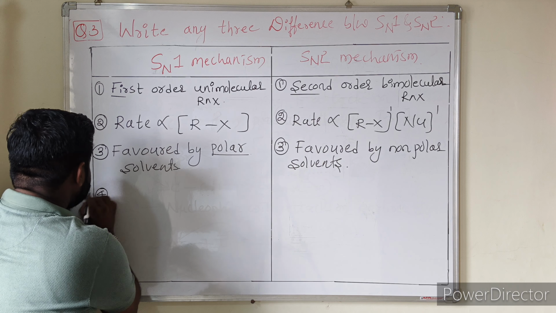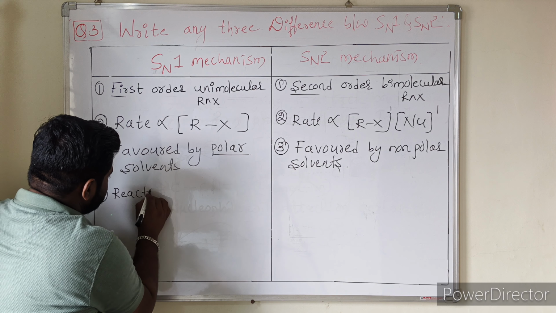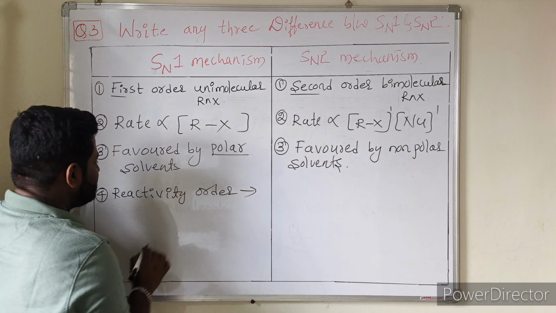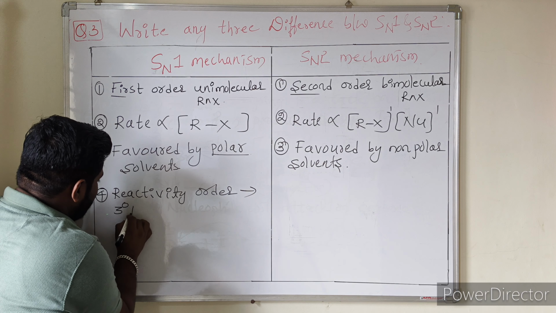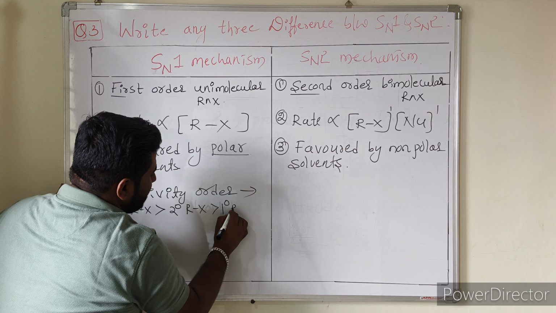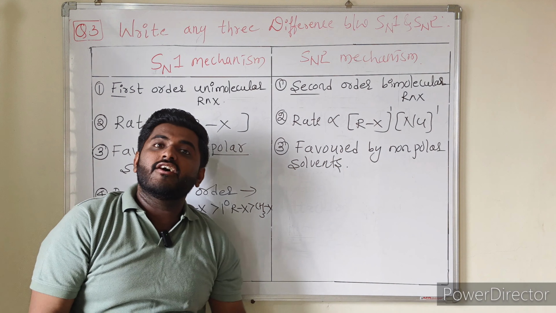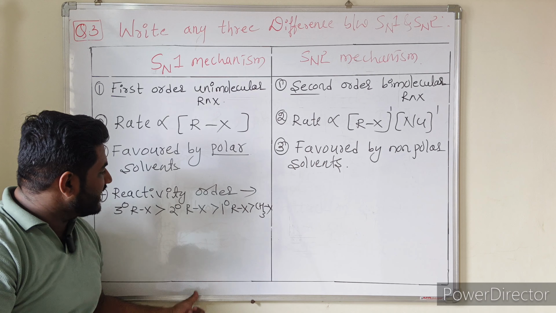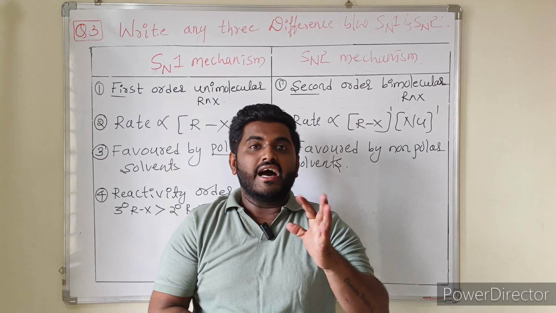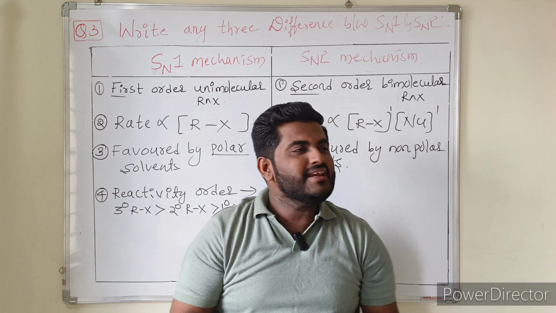Yes, next one: order of reactivity. What is the reactivity order in this case? Tertiary RX is greater than secondary RX is greater than primary RX is greater than CH3X. What is RX, sir? Haloalkane or alkyl halide. Tertiary alkyl halide is greater than secondary, greater than primary, because as you already studied in SN1 mechanism, carbocation formation is there. So tertiary carbocation is more stable than secondary, which is more stable than primary.